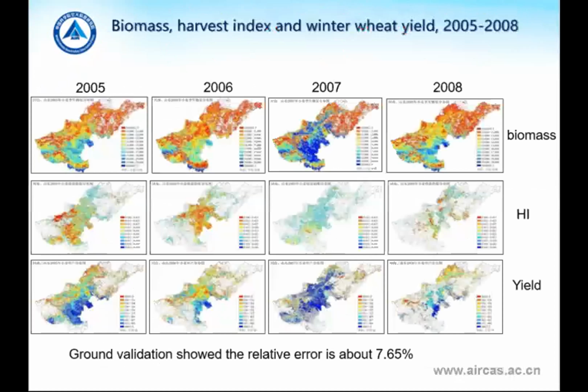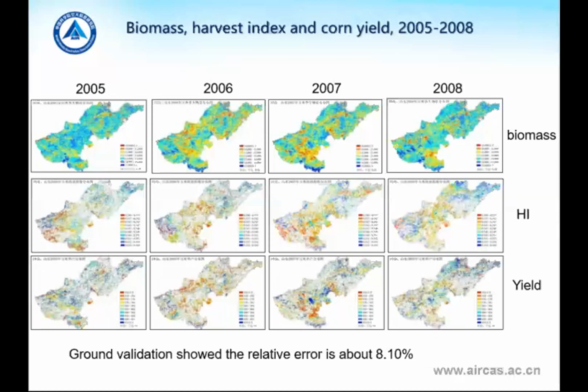Okay, here is an example of the winter wheat yield estimation in Henan and Shandong province of China from 2005 to 2008, based on the biomass and harvest index framework. And here is the corn yield estimation in Henan and Shandong province of China from 2005 to 2008, based on the biomass and harvest index framework.